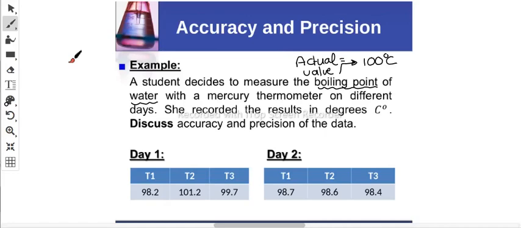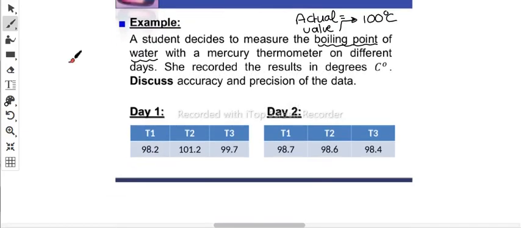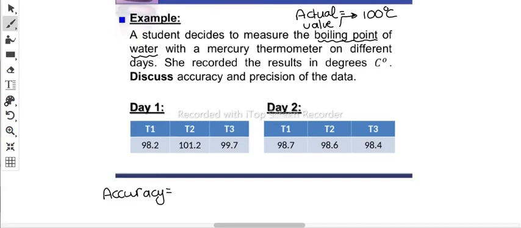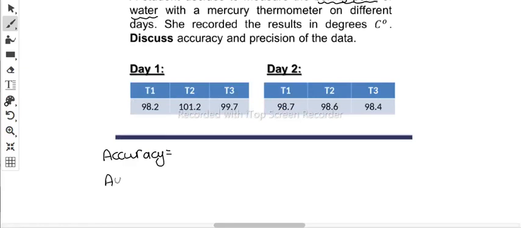She recorded the results in degrees. Discuss the accuracy and the precision of the data. So I have here 3 trials taken on day 1 and another 3 trials taken on day 2. The first thing I'm going to do in order to start talking about accuracy: if I want to discuss the accuracy for day 1, it is so important to calculate the average value for all trials. Then I'm going to compare it with the actual. So let's start with the average.